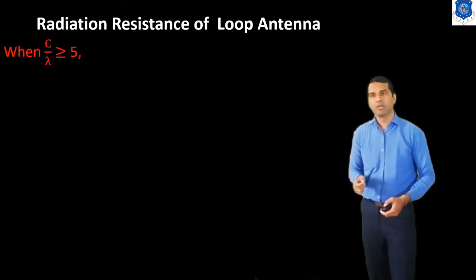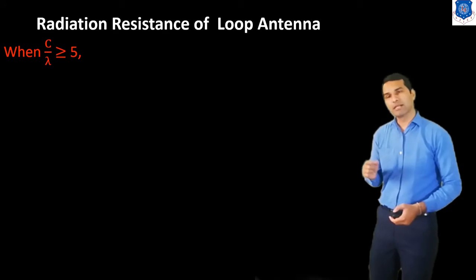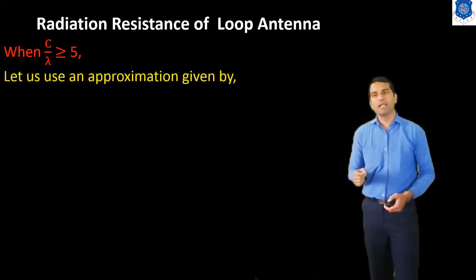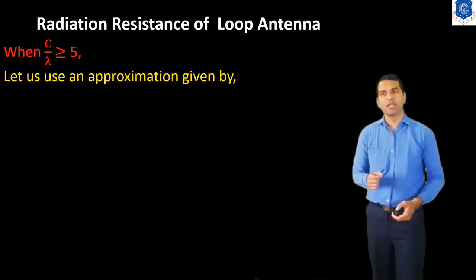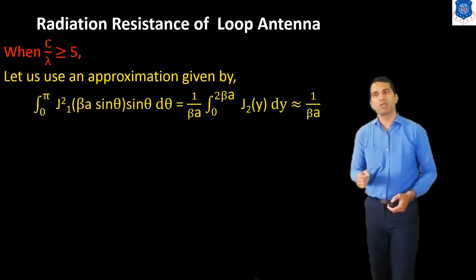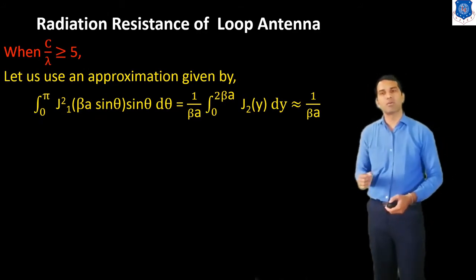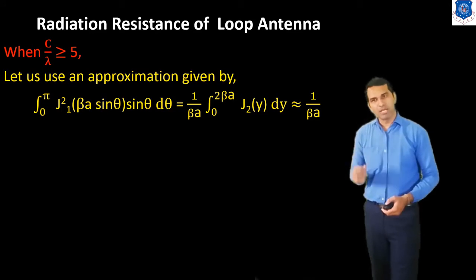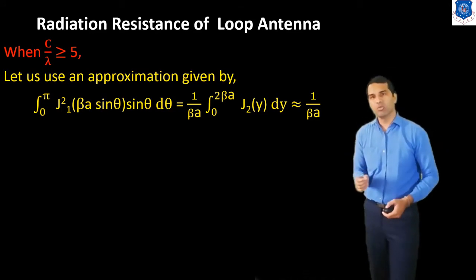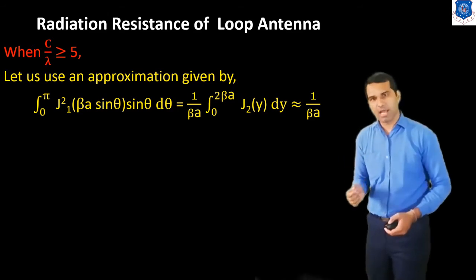Now, here we consider the case C by lambda is greater than or equal to 5. So an approximation is given by the integral from 0 to pi of J1 squared (beta a sin theta) into sin theta d theta, which is equal to 1 upon beta a times the integral from 0 to 2 beta a of J2(y) dy, which is approximately 1 upon beta a, we can write.